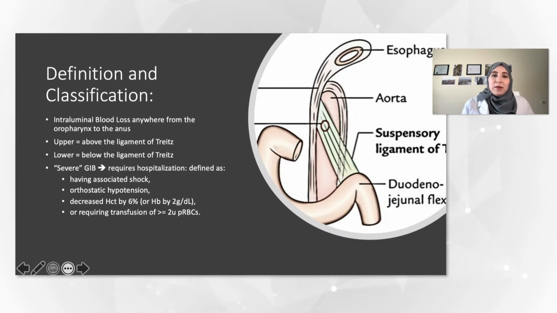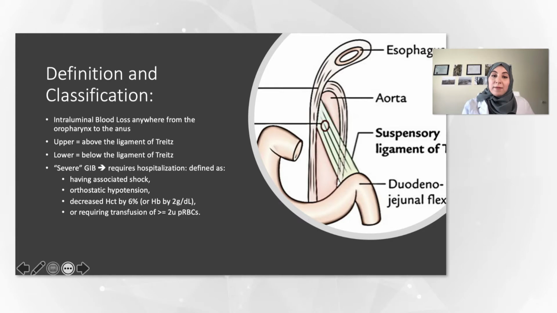So what's a GI bleed? It's an intraluminal blood loss anywhere from the oropharynx to the anus. It has two types or classification: upper and lower GI bleed, and this depends on this anatomical landmark, which is the ligament of Treitz. So if it's above that, it's an upper GI bleed. If it's below that, it's lower GI bleed.